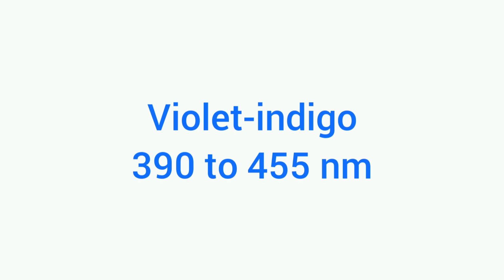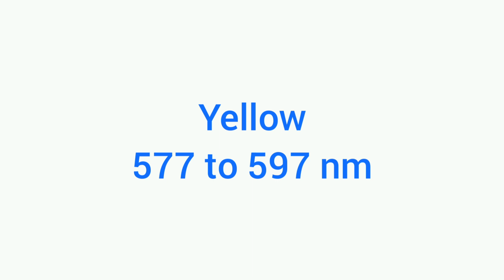Let us know the wavelength of the different colors of light. For violet to indigo, it is 390 to 455. For blue, from 455 to 492. For green, from 492 to 577. For yellow, from 577 to 597. For orange, from 597 to 622. And lastly, for red, 622 to 700.